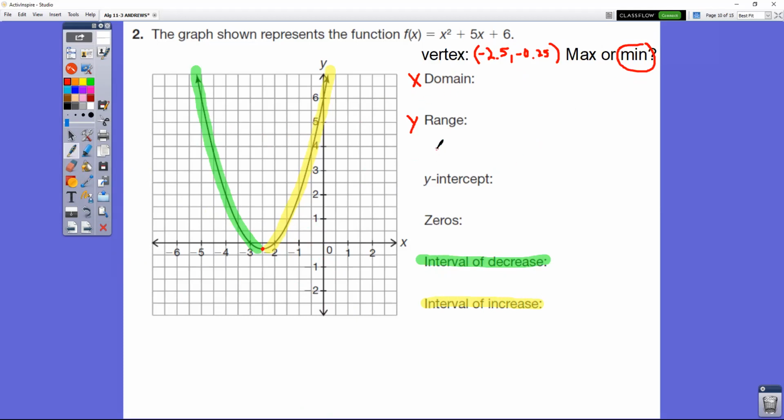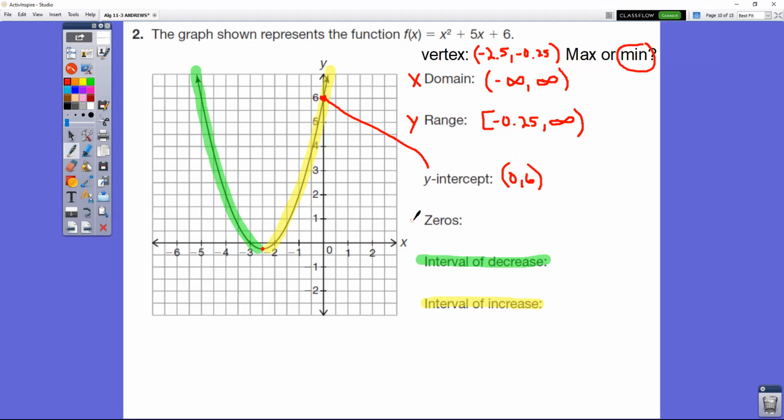Your x values from side to side go from negative infinity to positive infinity because it includes all of the real numbers. Your range, the lowest is that negative 0.25. So that includes the negative 0.25, and it goes up and keeps on going up to infinity. Remember, always roundy parentheses. The y-intercept, where the line crosses the y-axis, is the point (0, 6). Roundy parentheses, because that's a coordinate.